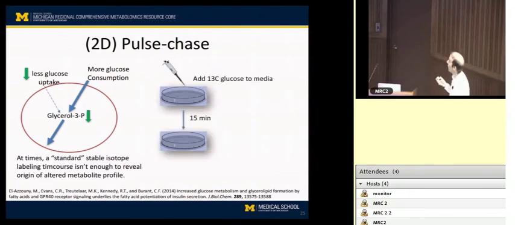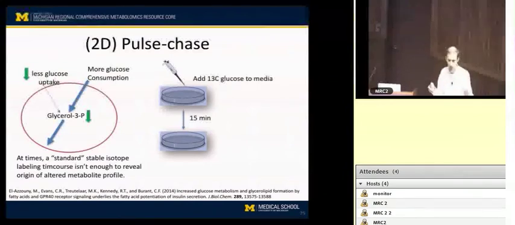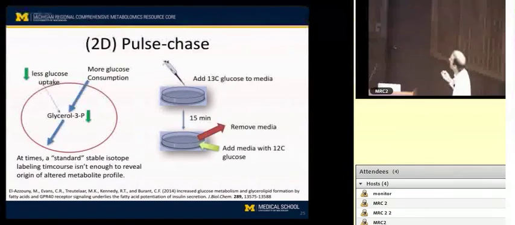And so a way to design a pulse chase experiment, rather than just adding a C13 tracer and waiting, is that we're going to add C13 glucose to the media, wait for a defined period of time for the metabolites to label up, and then remove that media and switch the media back for a defined period of time, usually a shorter period of time, with unlabeled glucose.